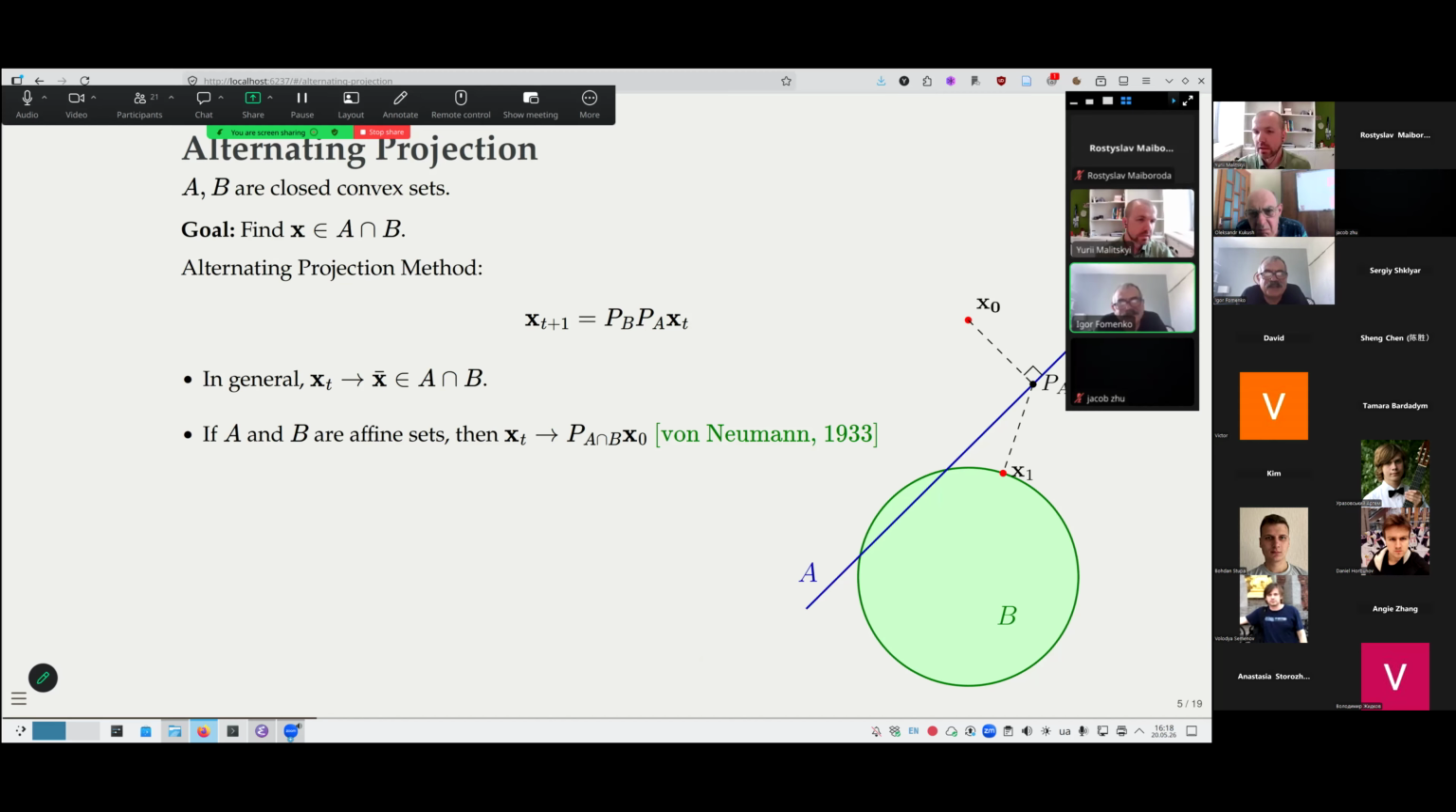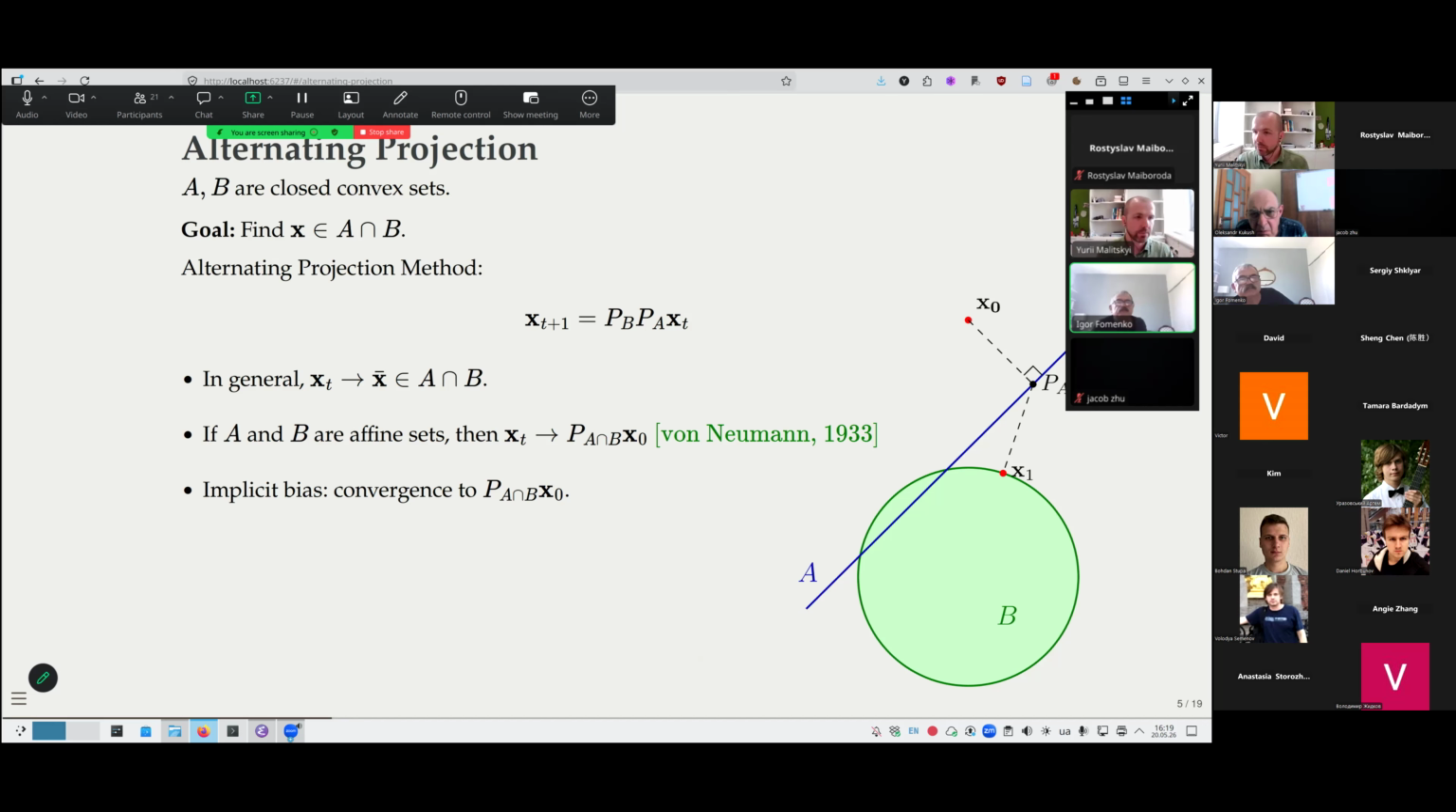This is, I remember, the work of von Neumann. Yeah, in neural networks they would still cite it. Okay. So again, we can say that basically the implicit bias in this case, when A and B are affine sets, is convergence to the projection of the initial point onto this intersection, right? Not an arbitrary point, but kind of the best one, because we want to be the closest maybe to the initial point. And in this case, the algorithm automatically discovers this point.